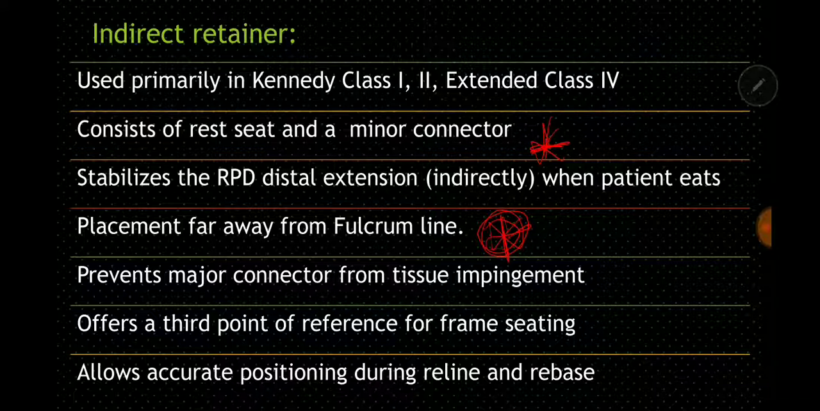The key points to remember: an indirect retainer is always required on a distal extension, and it is always placed away from the fulcrum line. And remember that rest seats and minor connectors are examples of indirect retainers.